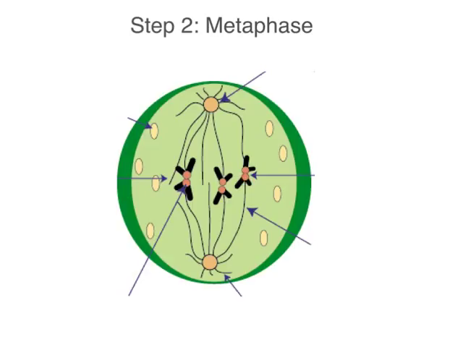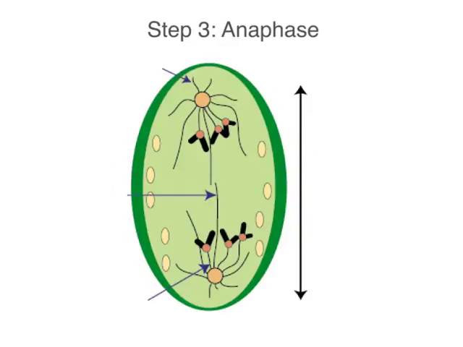So again, there's three things that you can recognize here. First of all, probably most importantly, the chromosomes are lined up in the middle. The centriole pairs are now at opposite ends of the cell, or poles of the cell, and the spindle fibers have now grown, and some are attached to the centromeres of the chromosomes. Step 3 is called anaphase.